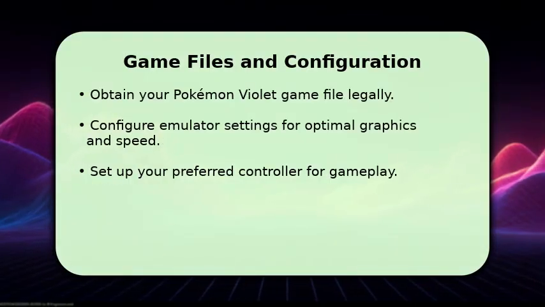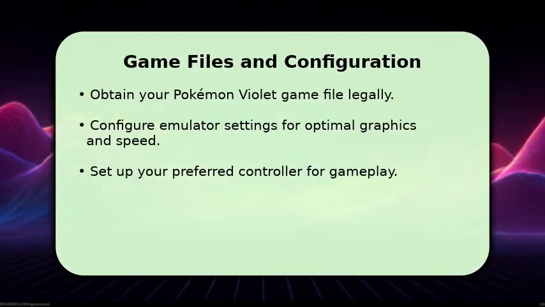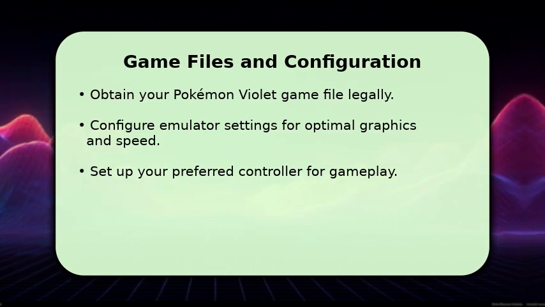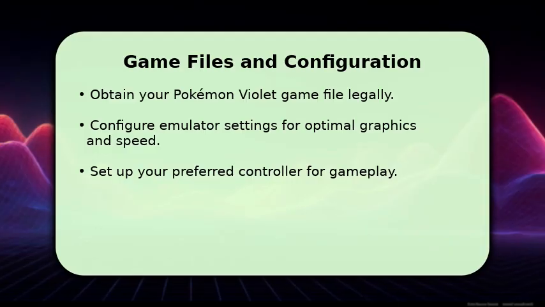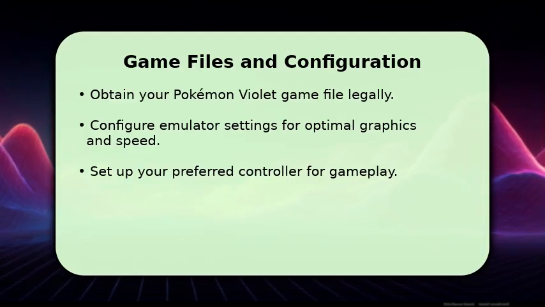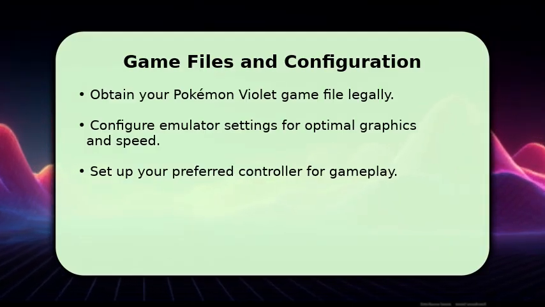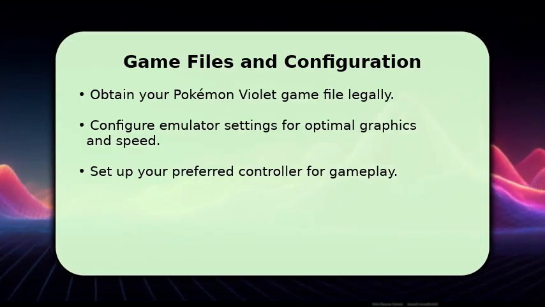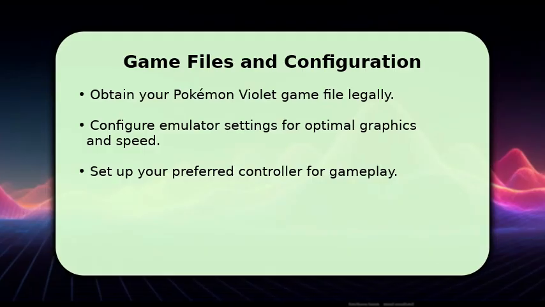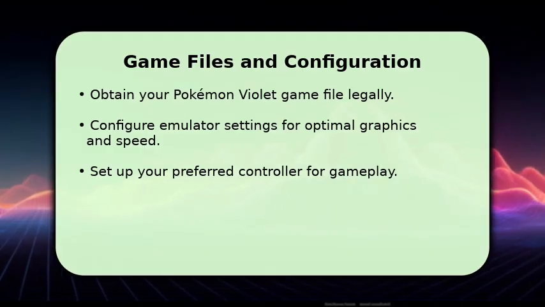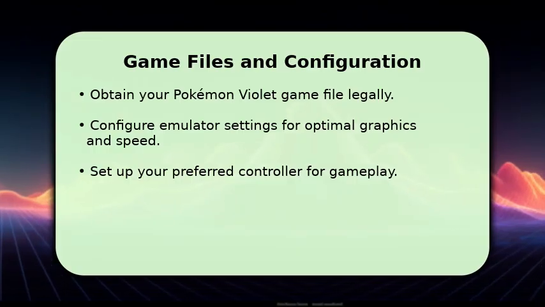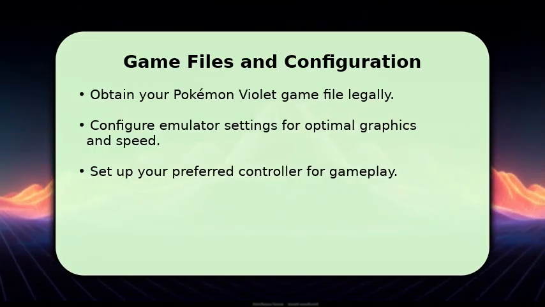Now, you'll need your Pokémon Violet game file. It's crucial to obtain this legally, for example, by dumping it from your own game cartridge. Once you have the file, load it into your emulator. Then, dive into the emulator's settings. Adjust graphics options like resolution scaling and filtering for visual quality, and tweak performance settings for smoother frame rates. Finally, map your keyboard or a connected gamepad to the in-game controls for comfortable play.